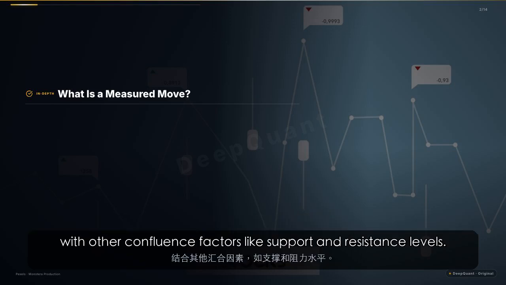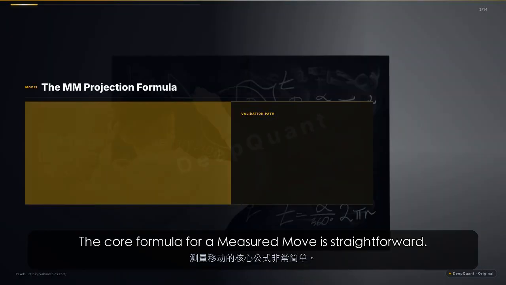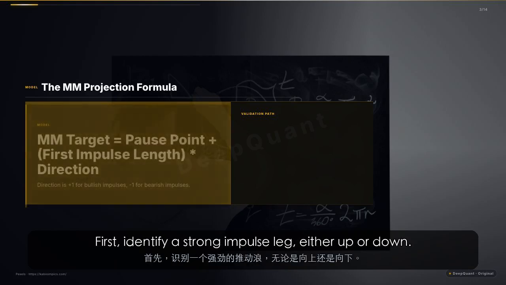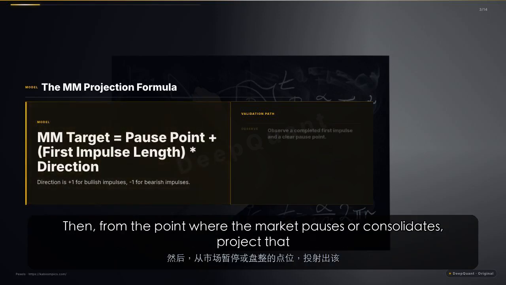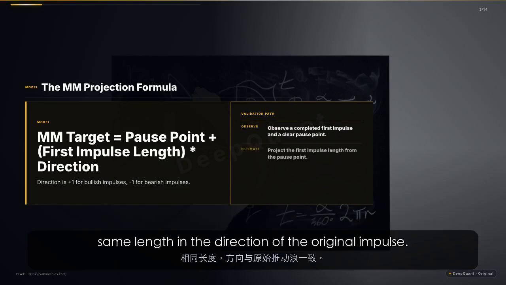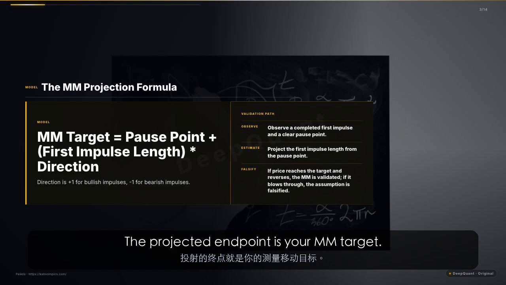and resistance levels. The core formula for a measured move is straightforward. First, identify a strong impulse leg either up or down. Measure its length from the start to the end. Then, from the point where the market pauses or consolidates, project that same length in the direction of the original impulse. The projected endpoint is your target.